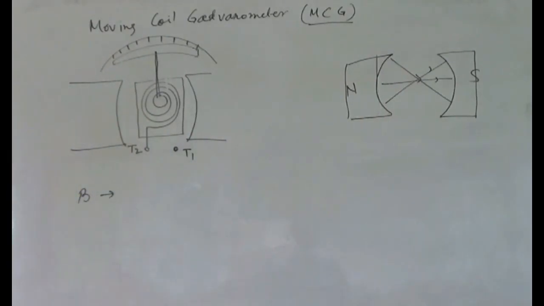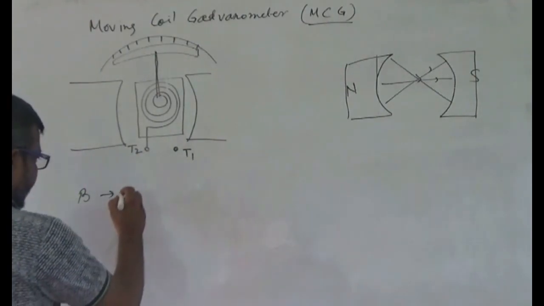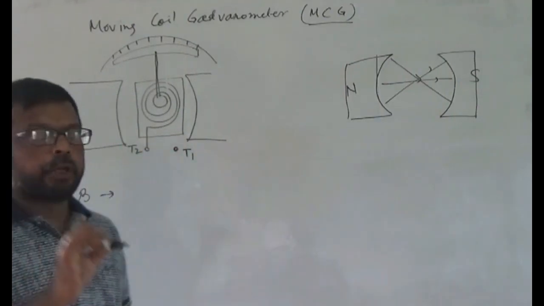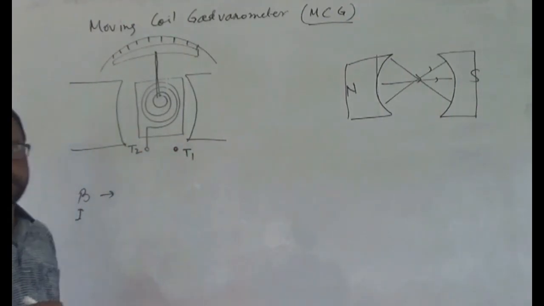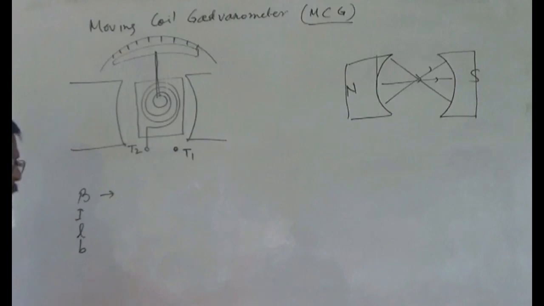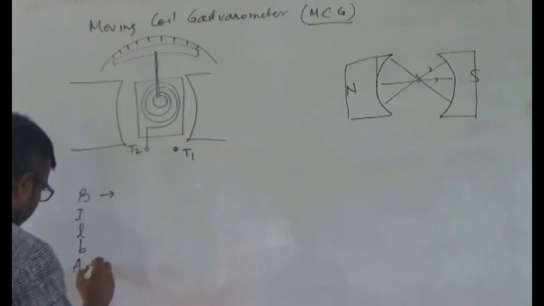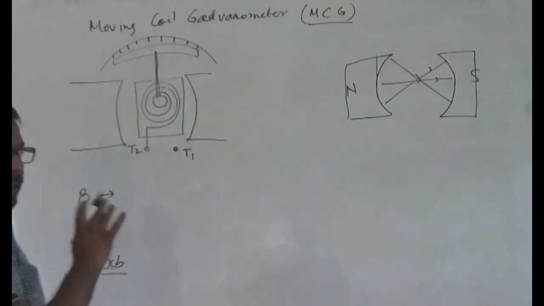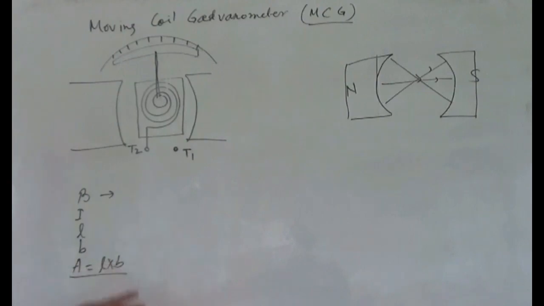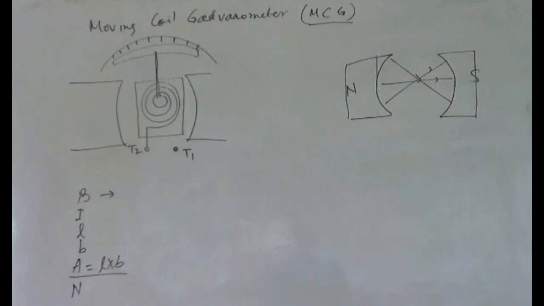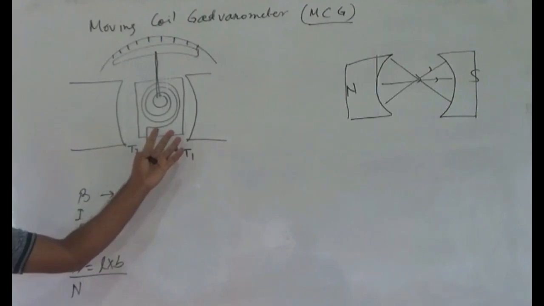B is the intensity of the magnetic field, right? I is the current flowing through the coil. L is the length of the coil. B is the breadth of the coil. So A, capital A, is equal to L into B, the area of the coil. We have taken the rectangular loop, that's why the area is L into B. And N, capital N, is the number of turns in the coil. Right? Now we have taken here a spring.